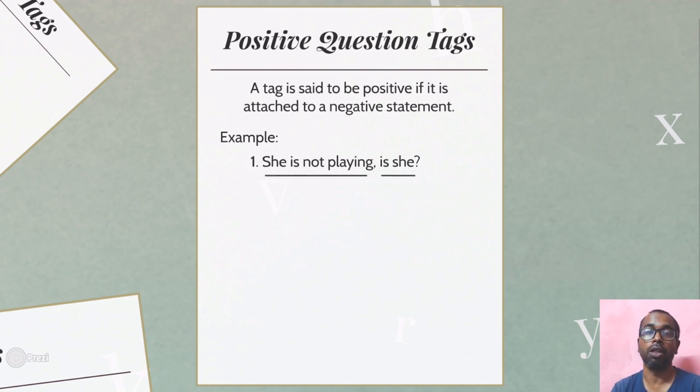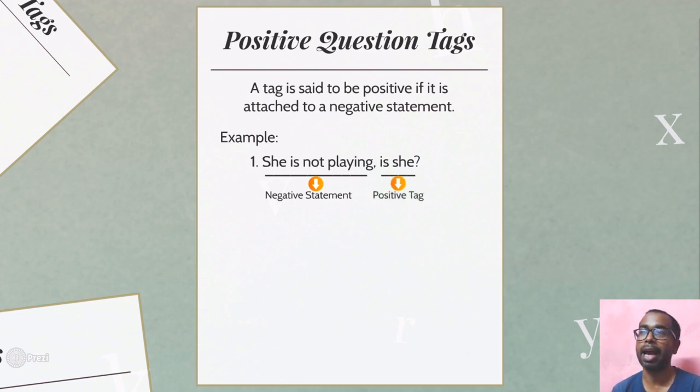What is a question? The last part of that sentence is "she." That makes it a question, and that little part, "she," is the question tag, and that little question tag is the positive question tag. So I have some better illustrations here on the screen.